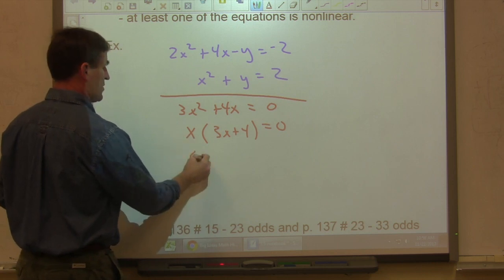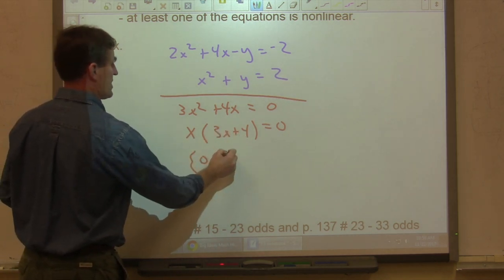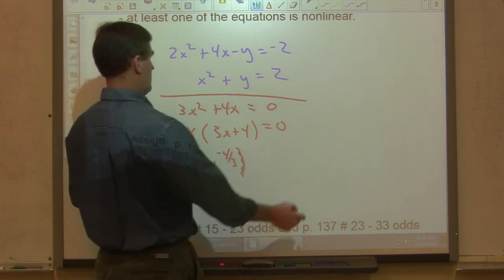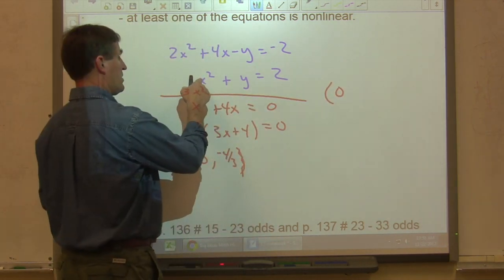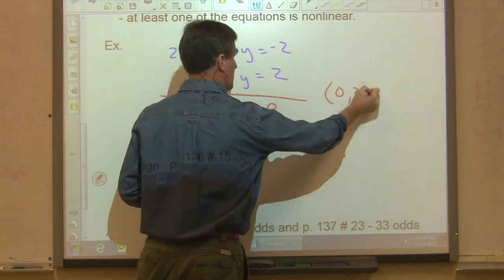What makes x equal to 0 is 0. Opposite this, -4 divided by 3 is -4/3. So those are our x values. So let's plug it in. If we plug in 0, 0 squared is 0. So we get y equals 2, so 0 and 2.